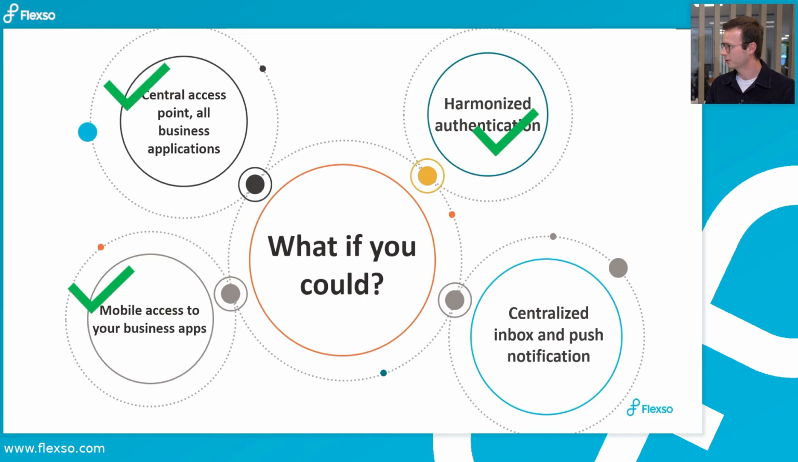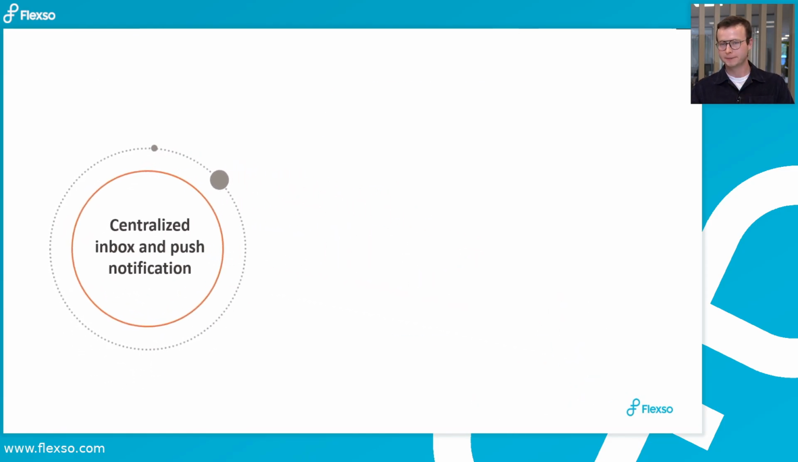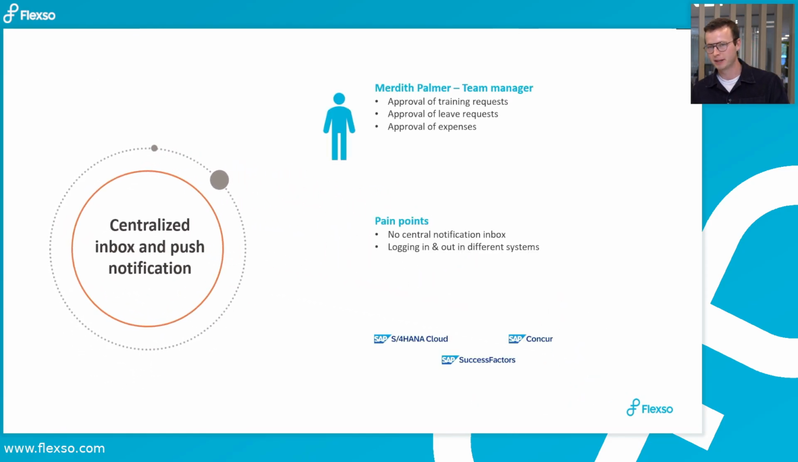But of course, Oscar is not the only employee in the organization. And we also have Meredith. And Meredith is a team manager, and she needs to approve a lot of different requests. For example, she needs to approve training requests, she needs to approve leave requests, expenses, and so on. And for that, also a lot of different systems are used. So Meredith has to check in S4HANA her tasks, in Concur her tasks, in SuccessFactors.